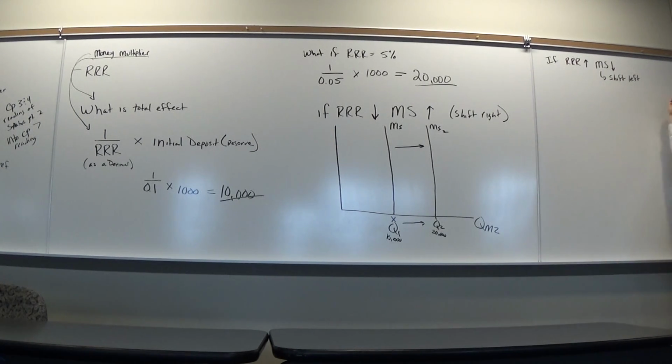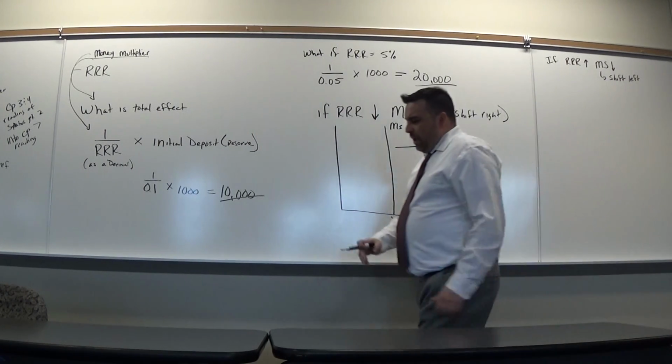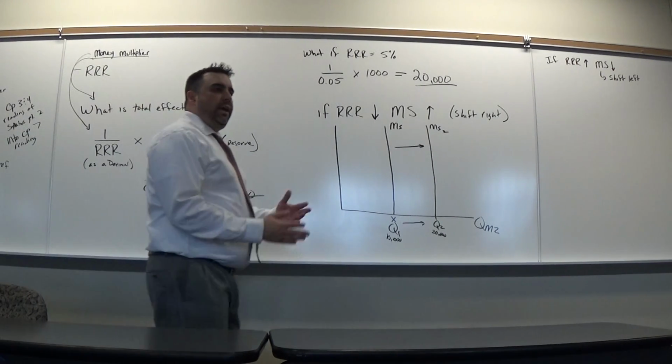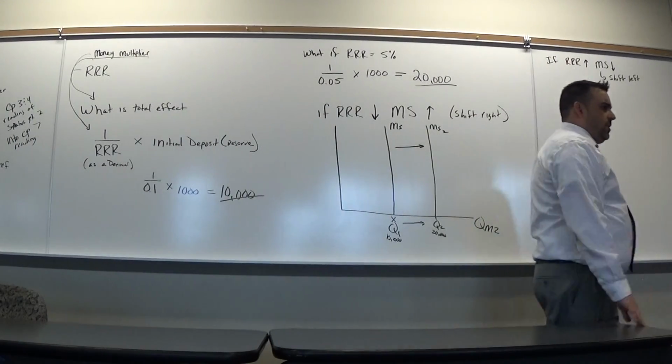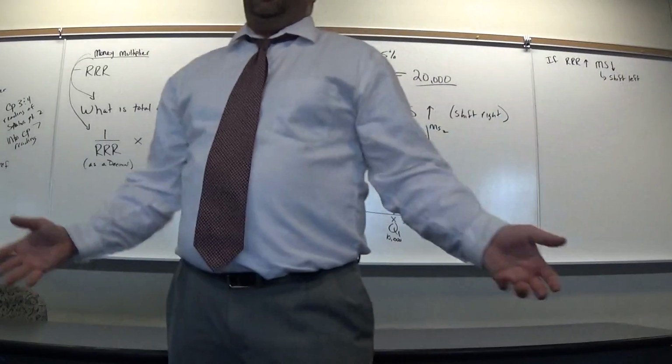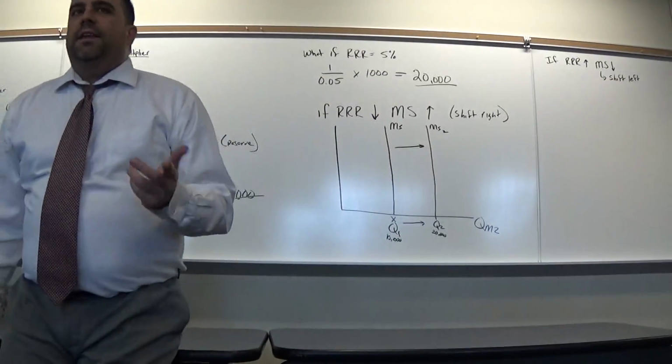So if the RRR is increased, money supply decreases, shifting it to the left. Now I did put this in the long run strategy. The reason I put this in the long run strategy is because the Federal Reserve does not change the RRR frequently. And if they do decide to change it, it's not something that's going to take effect tomorrow. It's not like, hey, today the RRR is 5%, tomorrow it's going to be 10%. They can't do it.